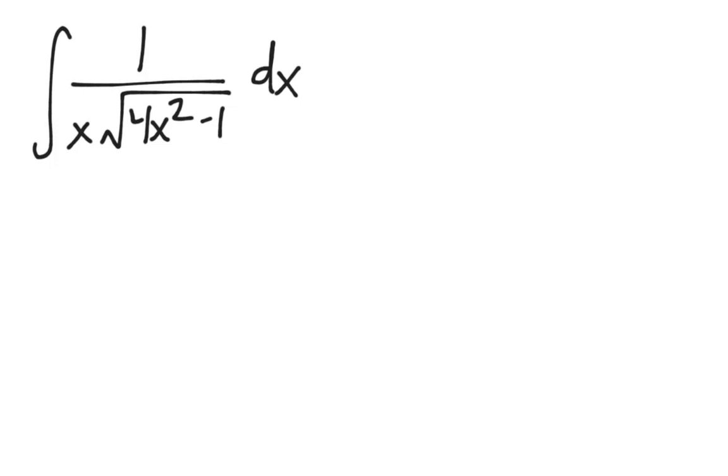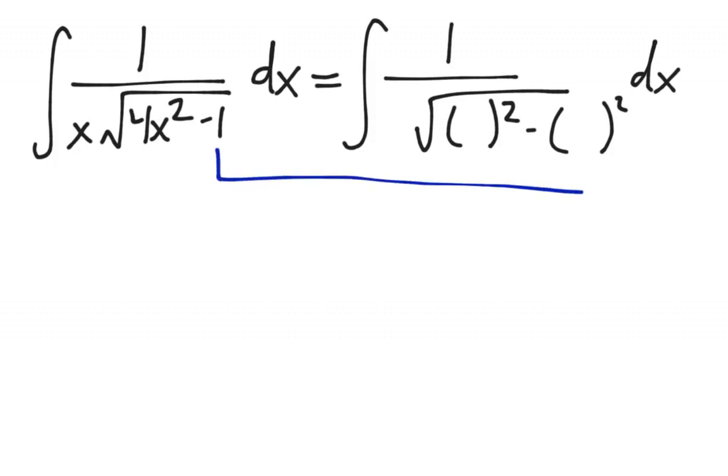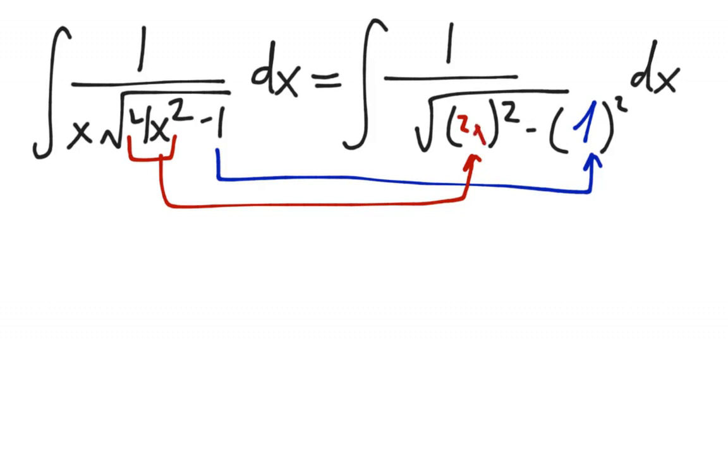Alright, let's figure out the u and the a. Let's go ahead and rewrite this as integral 1 over, I'll have absolute value of u, we'll get there in a second, square root of stuff squared minus stuff squared dx. Alright, let's figure out what a is. A is clearly going to be 1, because 1 squared is 1. And then here, the u is going to be 2x. Ooh, that's interesting. So I have a as 1, and u is 2x.